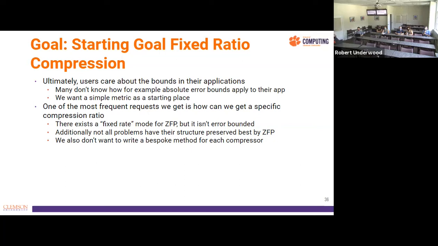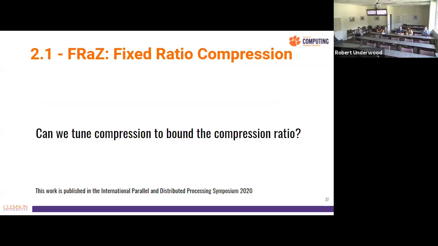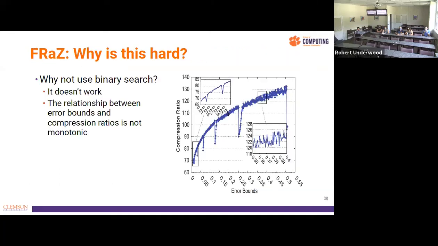Additionally, we want this method to work with any compressor that comes up in the future. We don't know what the optimal design of a compressor will be in 10, 20 years, but we want to be able to write one set of code that will work and have longevity beyond the life of a single compressor. So the question we ask in this section is, can we bound the compression ratio using the parameters of the compressor, specifically the error bound?